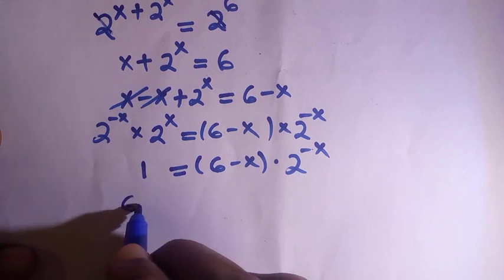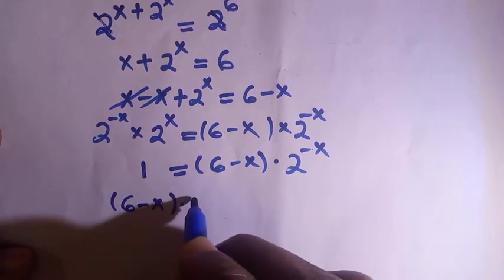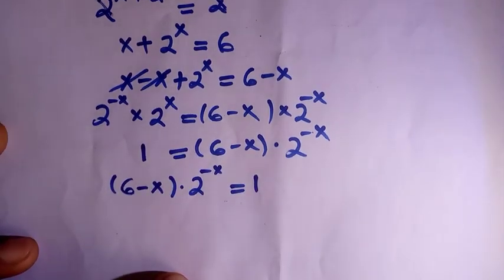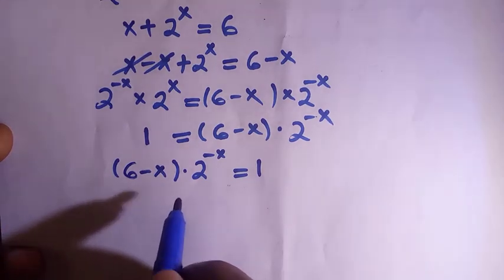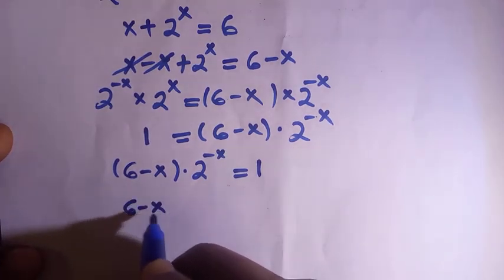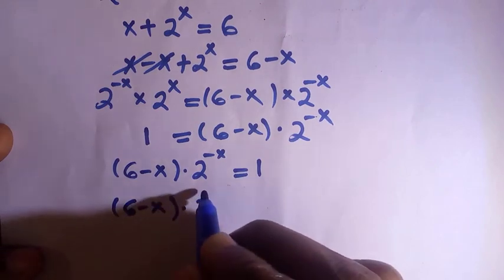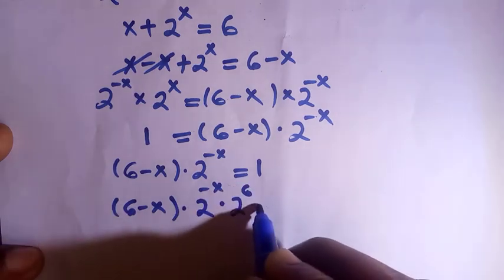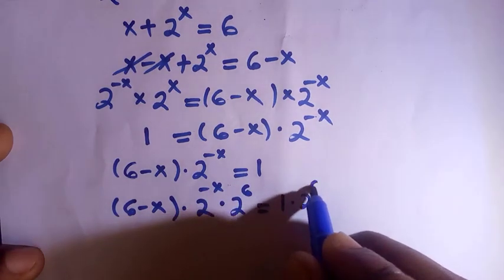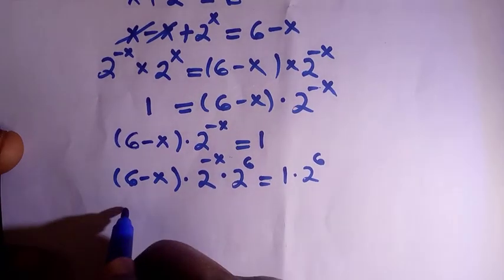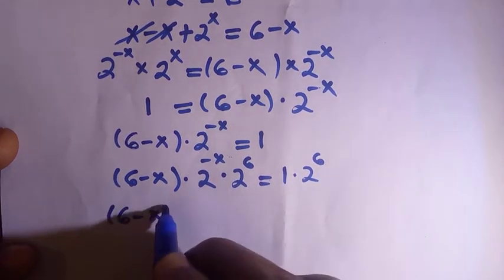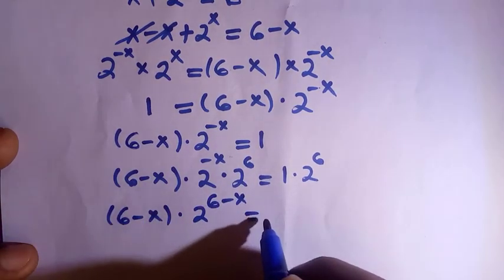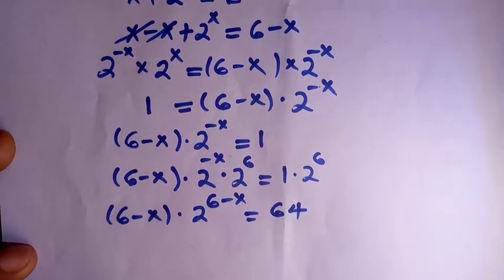So let's do the rearrangement. We have 6 minus x dot 2 raised to the power of minus x equals 1. And I want to make this power of 2 look like 6 minus x, so I will multiply by 2 raised to the power of 6. So we have this equals 1 dot 2 raised to the power of 6. From the law of exponents, we have 6 minus x dot 2 raised to the power of 6 minus x, or minus x plus 6, and this equals 64.